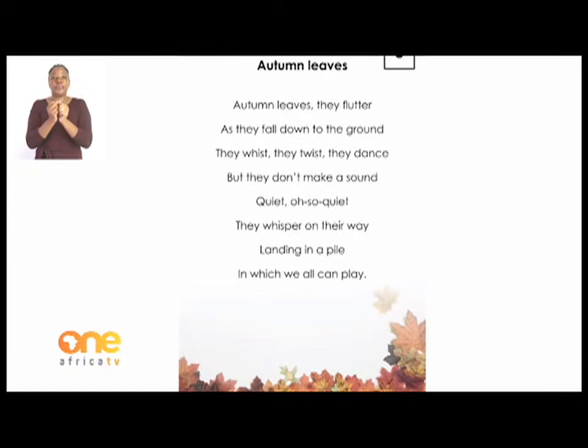Autumn leaves, they flutter as they fall down to the ground. They whisk and twist, they dance, but they don't make a sound. Quiet, oh so quiet, they whisper on their way, landing in a pile in which we all can play. And that is our poem today.